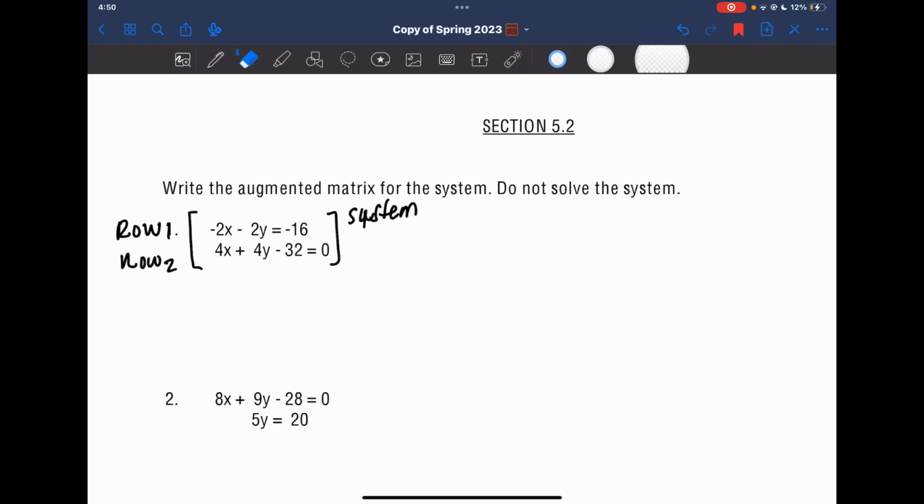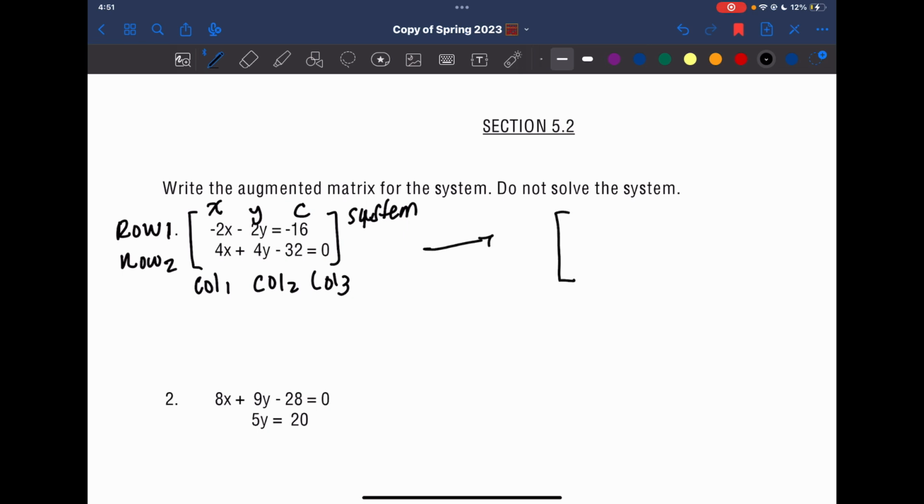Then you have column 1, column 2, and column 3. So the way that we talk about the columns is that you're going to have a column of x values, or the coefficients of the x values, coefficients of y, and constants. If you look at your system, this is written in standard form. So your system converts to what we call a matrix.